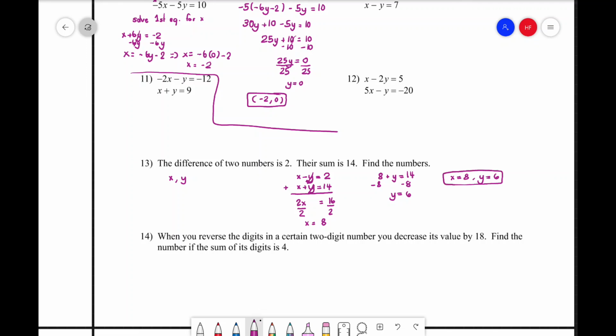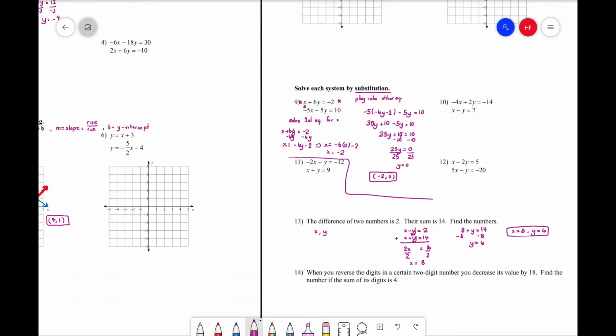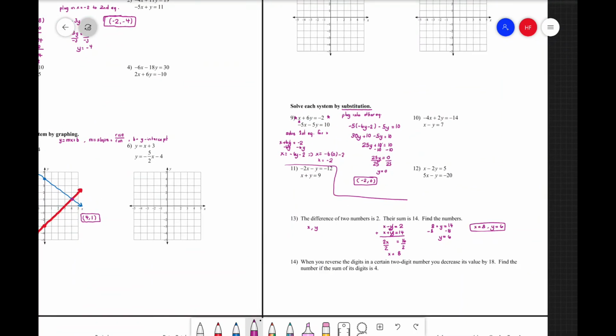And then I just want to check if my answer makes sense. The difference between 8 and 6 is 2. The sum of 8 and 6 is 14. So I know my answer is correct. So then the rest of these are for you guys to do and then to submit for your homework assignment.